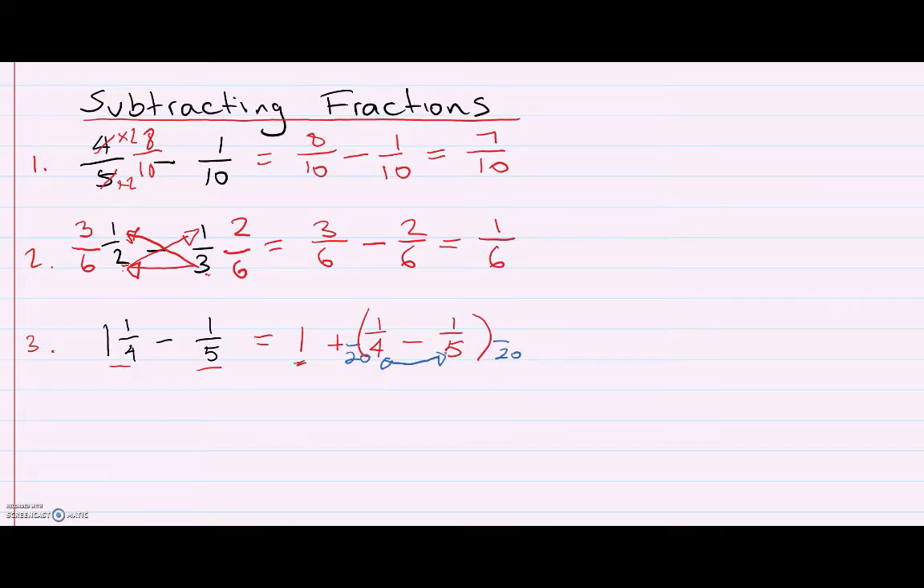This 1/4 needs to be multiplied by 5 in the numerator and the denominator, meaning that 1/4 is the same as 5/20. And this 1/5 needs to be multiplied by 4. So 1/5 is the same as 4/20. So my final answer is going to be 1 and 5/20 take away 4/20, which is 1/20. And those are my 3 examples.